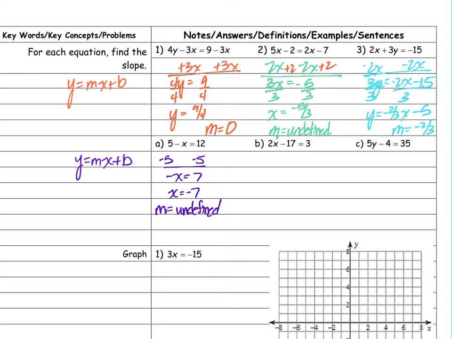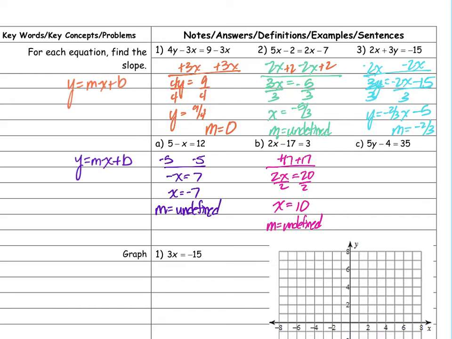And then for this part B, add 17, 2x equals 20, divided by 2, x equals 10. Again, no y, only an x, so that means it's a vertical line, which means my slope is undefined.